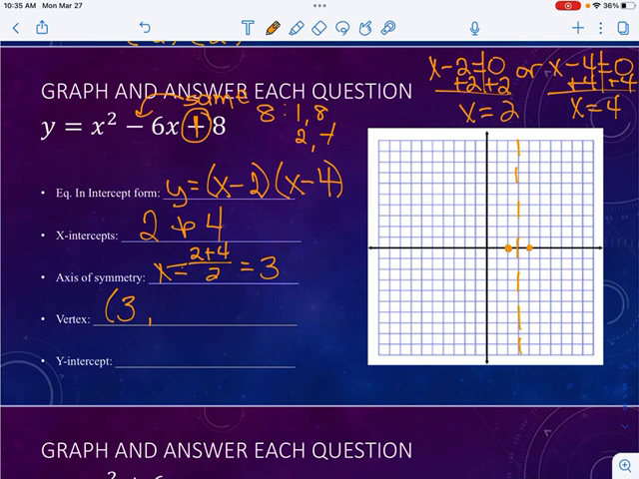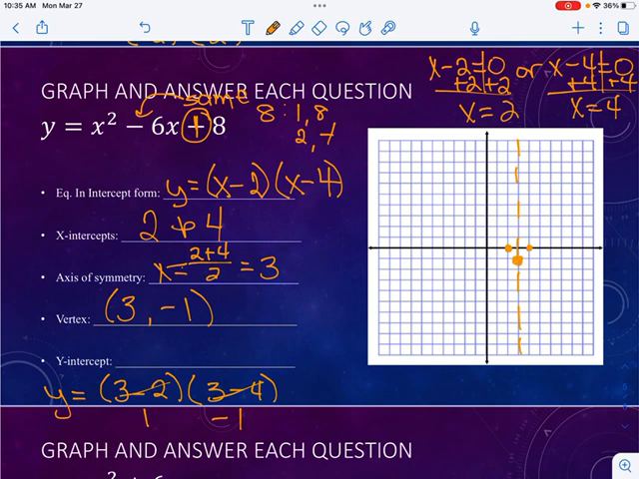Now we're going to take the 3 and plug it back in. You can do this one of two ways. You could plug it into your factored form, or you can plug it into your original equation, whichever way makes it easier for you. So I'm going to plug it into my factored form. I would go 3 minus 2 times 3 minus 4. So 3 minus 2 is 1, 3 minus 4 is negative 1. When I multiply that, I get a negative 1.